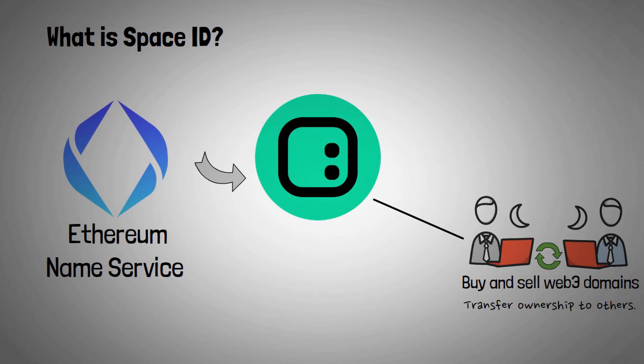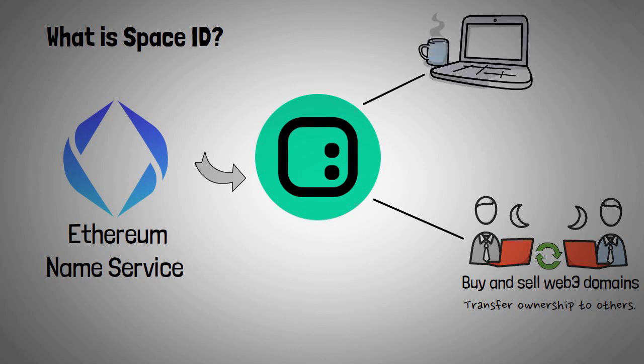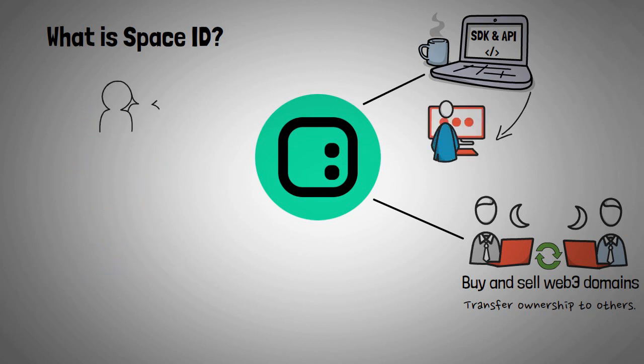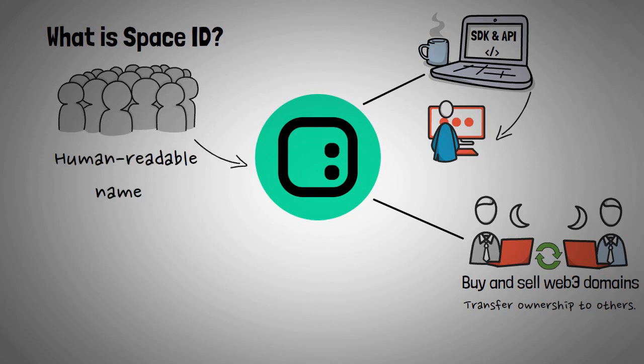In addition to its domain registration and management features, Space ID provides a Web3 name SDK and API for developers. This makes it easier for developers to integrate Web3 domain functionality into their applications, allowing users to seamlessly access blockchain-based resources through human-readable names. If you don't understand this, let's put it in a better perspective.